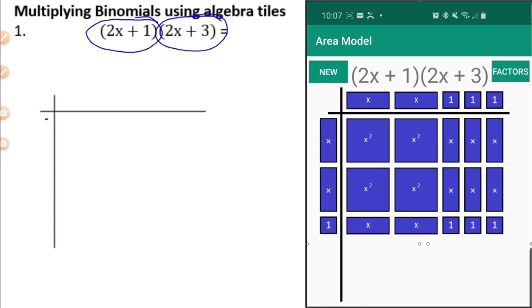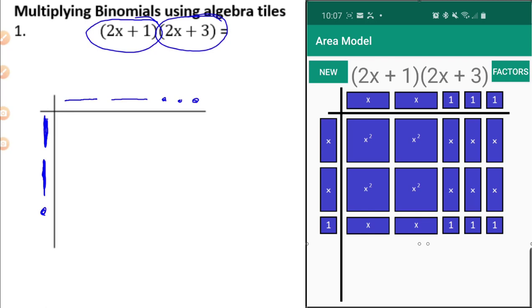I'm going to draw x's with just a little line. So there's a line for an x. I have two of those, so I'm going to draw another line for an x, and then I'm just going to draw a circle for a 1. So that represents 2x plus 1. On the other side, I'm going to have two x's and then plus 3. So 1, 2, and 3. So that was the first thing that happened in the video.